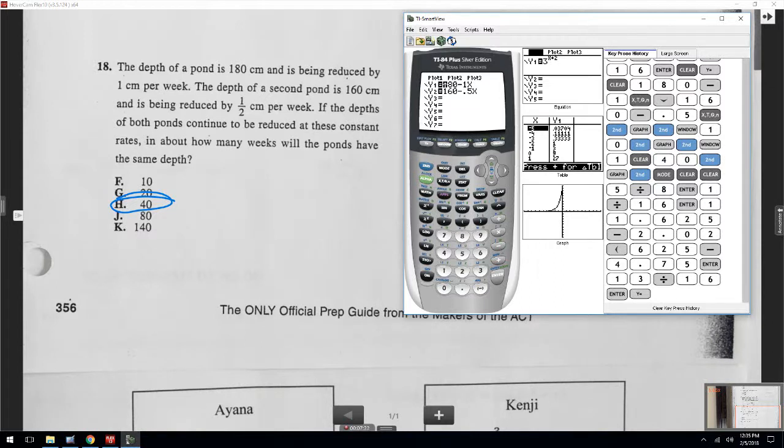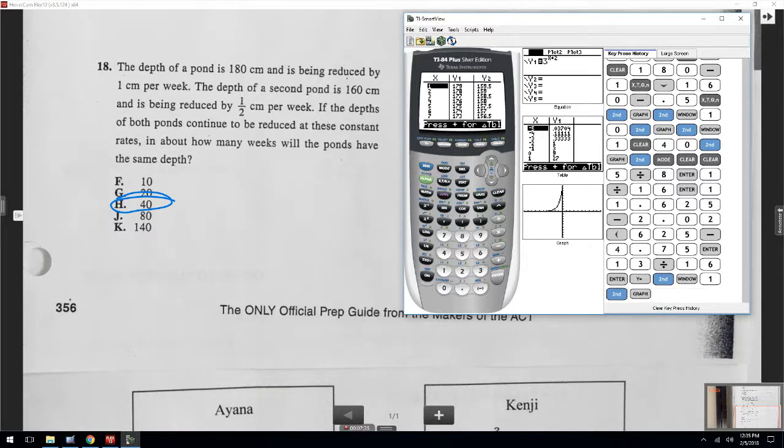Go to your table. You see it gives you 3 columns: an x column, and then 2 y columns. It wanted to know when they were going to be the same, so you need to find when those y values are the same. But instead of scrolling forever, let me show you. We already know our answer is 40. You're on the ACT and you can check your work.